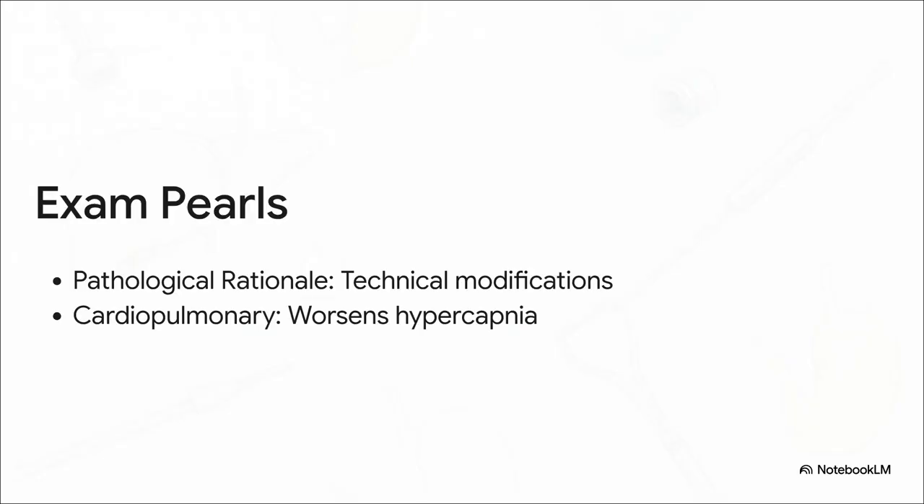Exam pearls. Pathological rationale. Conditions like liver cirrhosis, structural adhesions, obesity, and pregnancy definitely require specialized technical modifications, like open Hasson access, but they don't prohibit a laparoscopic approach absolutely. Cardiopulmonary limits. Severe cardiopulmonary instability constitutes an absolute contraindication because the CO2 pneumoperitoneum drastically worsens hypercapnia and reduces cardiac output.